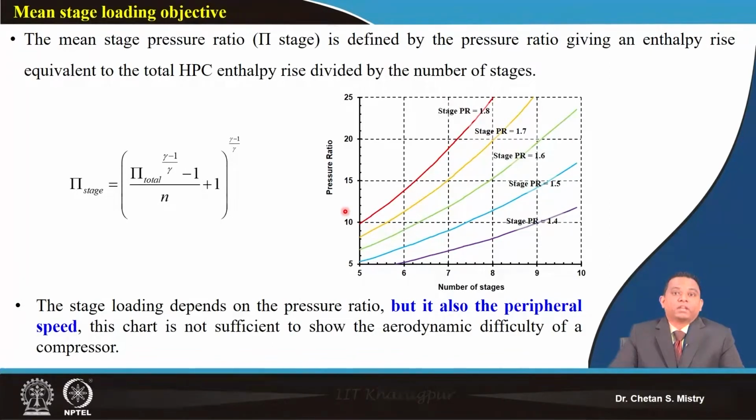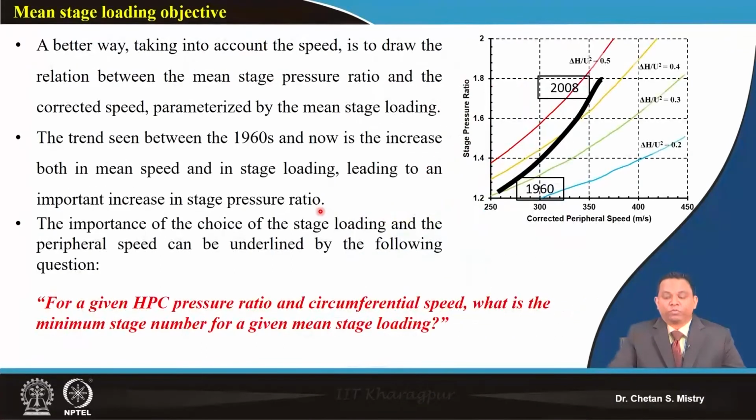But we should not forget that stage pressure ratio and overall pressure ratio with number of stages is not the only parameter. We are talking about the second parameter also, which is in relation with our peripheral speed. So let's try to look at what will be the effect. Here, this represents my corrected peripheral speed versus my stage pressure ratio, and this represents my stage loading coefficient or mean loading factor. This is the trend from 1960 to 2008.